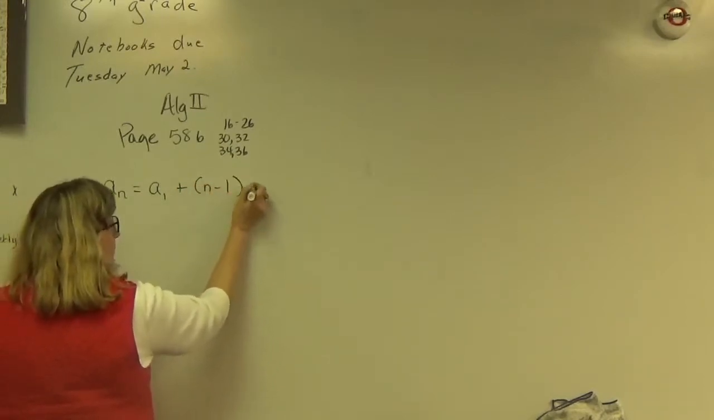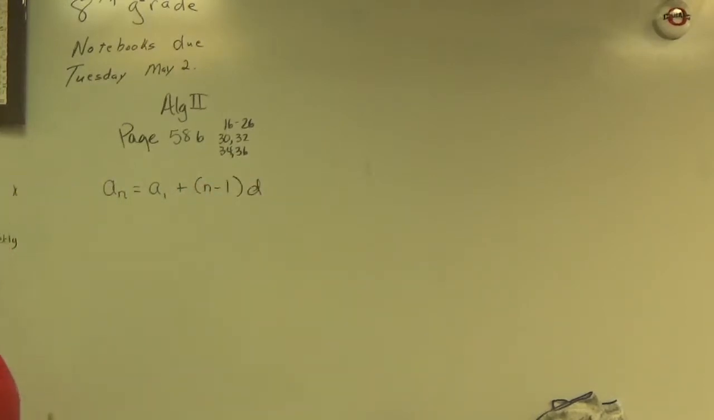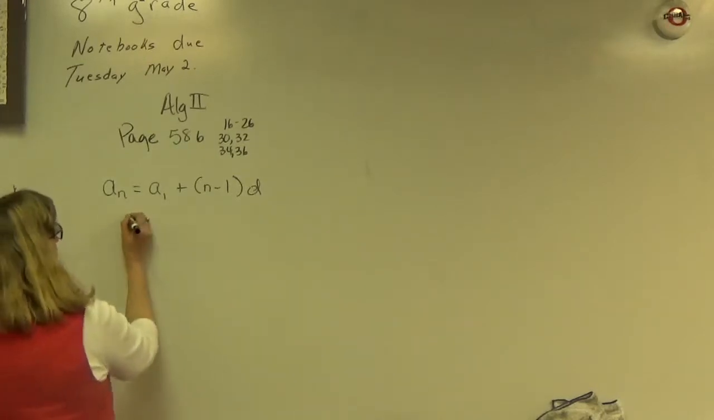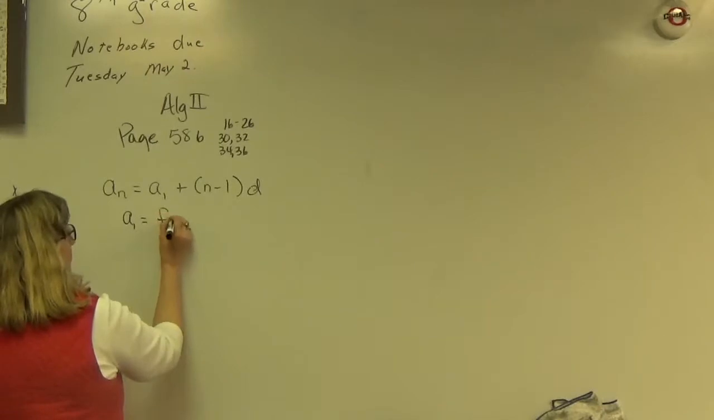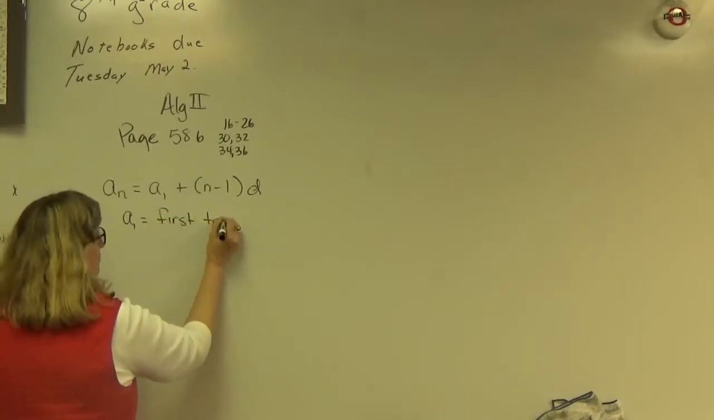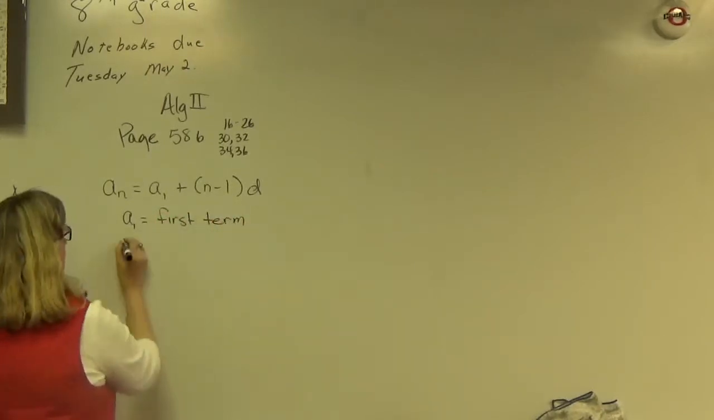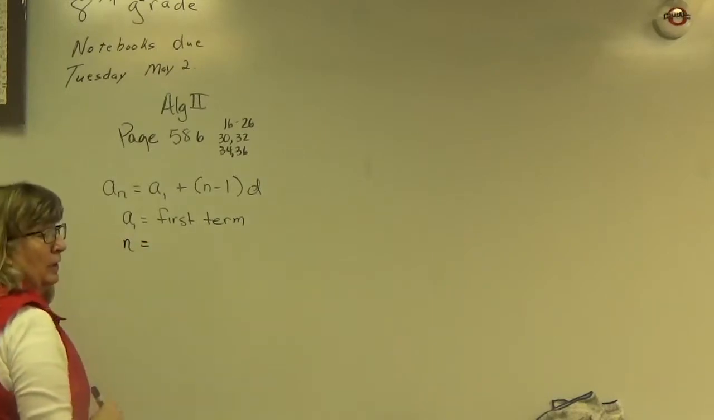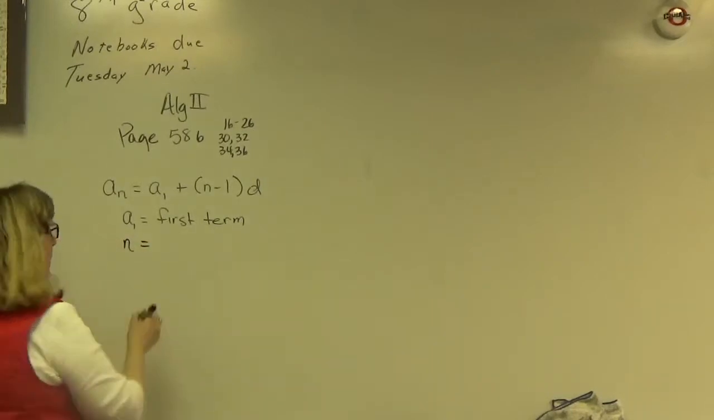I didn't write it up here because I'm going to have you tell me the parts. Last term is equal to first term plus the number of terms minus 1 times the difference. We'll start with Robert. He gets to tell me what a sub 1 stands for. The first term. Okay, Nathan, what does n stand for? The number of terms.